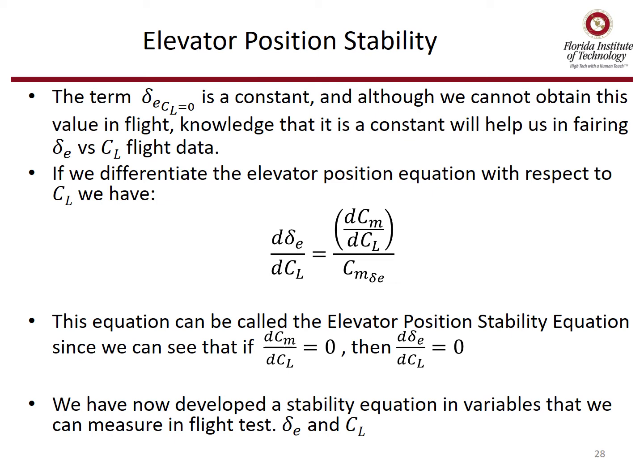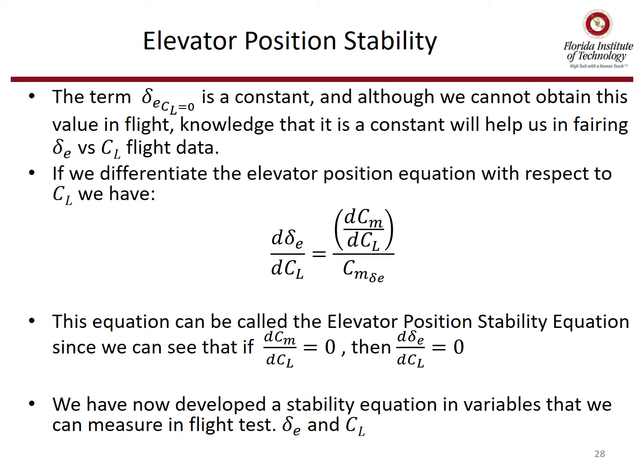Now the y-intercept, the delta E where CL equals 0, is a constant. And although we can't get this in flight, just knowing that it's a constant is going to help us when we fair our curves from different CGs. We're going to want them to all intersect and point to the same y-axis intercept.